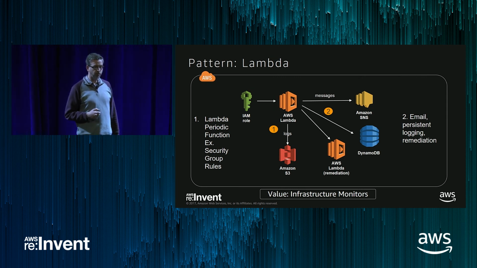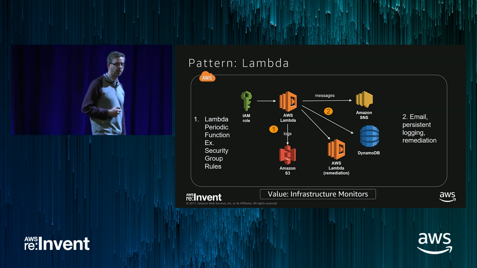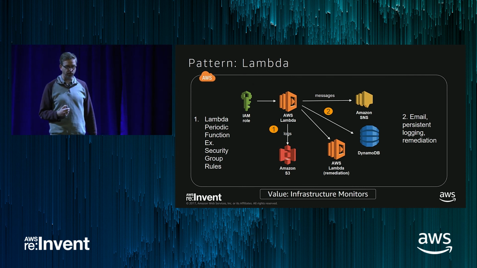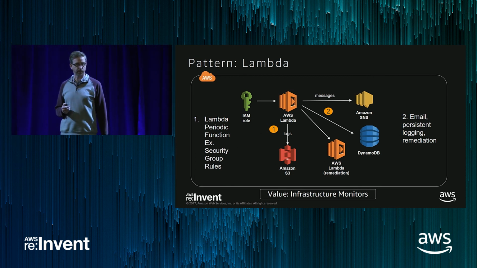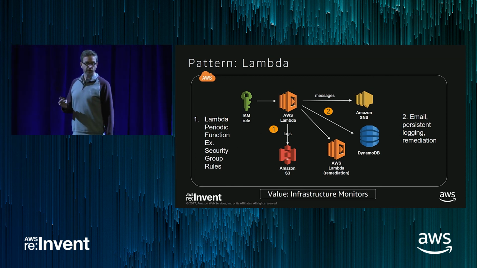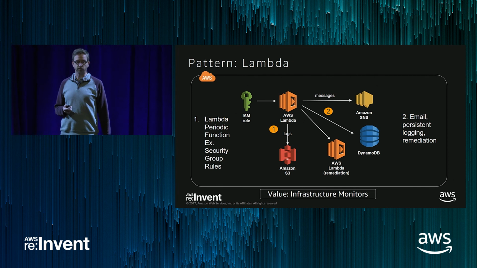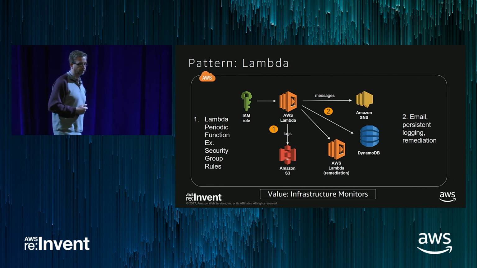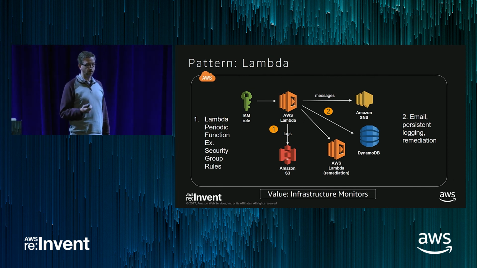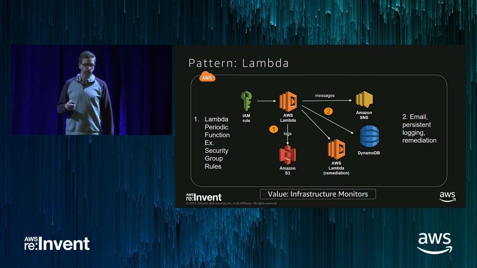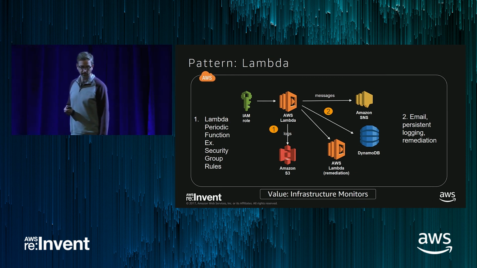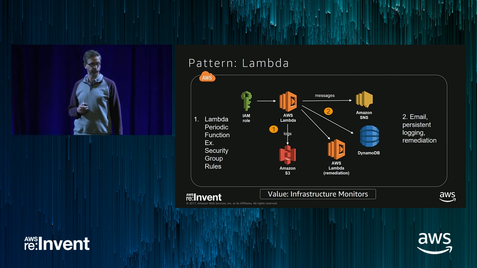Then in step 2, similar to the first pattern, we publish a message to SNS, we put a log record to DynamoDB, and we call a Lambda function for remediation. In this case, we would remove the non-compliant rules. The value of this pattern is for infrastructure monitoring. In this example, we looked at security groups. We can look at the rules that might open the resources to all IPs or all protocols, and that could expose the resources to the internet. We would, of course, remove those types of rules.